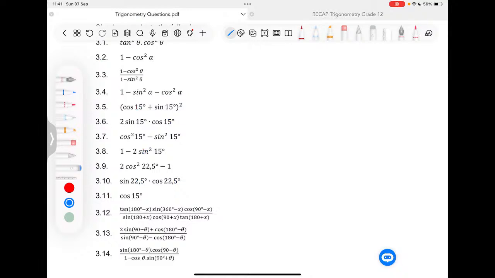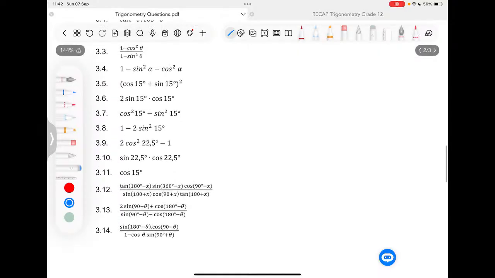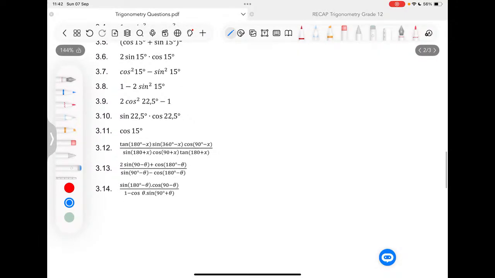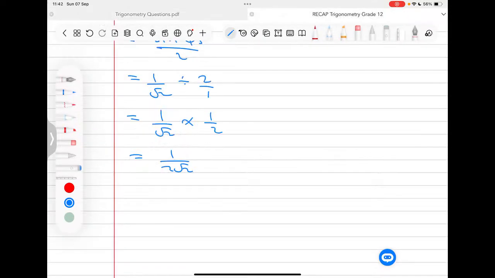Now, if we come to the next question, perhaps 3.11, it'll be interesting to also do that one. I think it will help us to remember some of the important things that we need to prepare for tomorrow's exam.